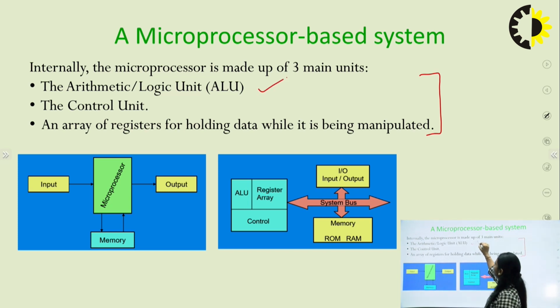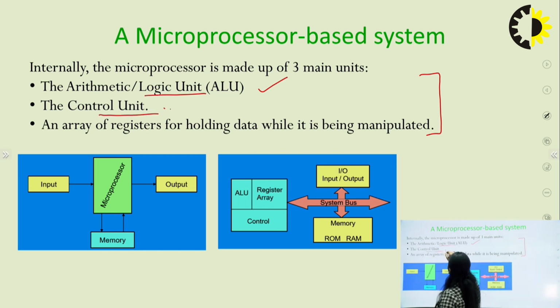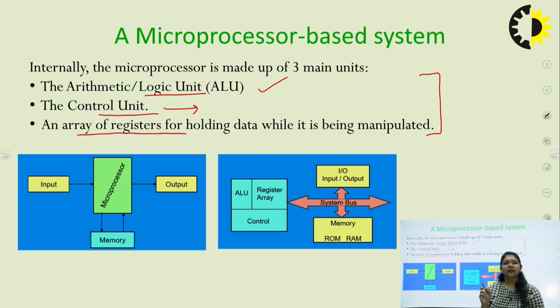The arithmetic and logic unit is used to perform arithmetic and logical operations, like we had discussed earlier, such as add, subtract, and logical operations like AND, OR, XOR, XNOR. The control unit will control the behavior of the data we are getting, and the array of registers is the group of registers the microprocessor uses to hold the data.